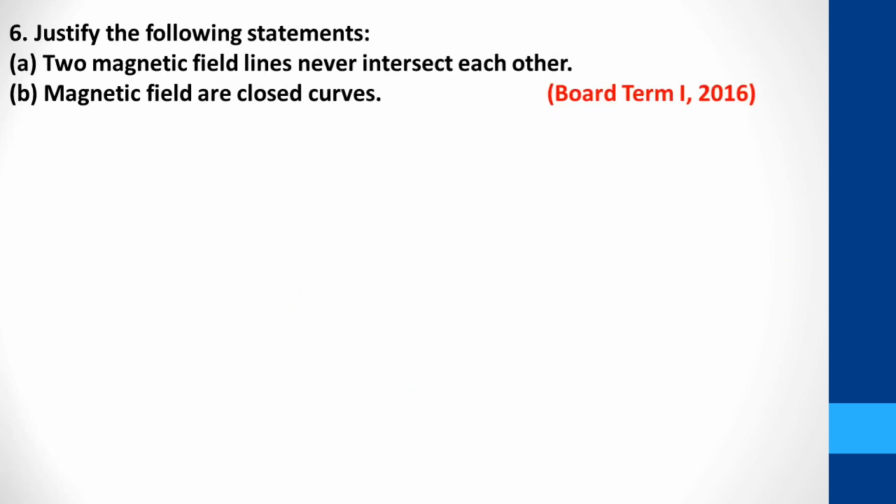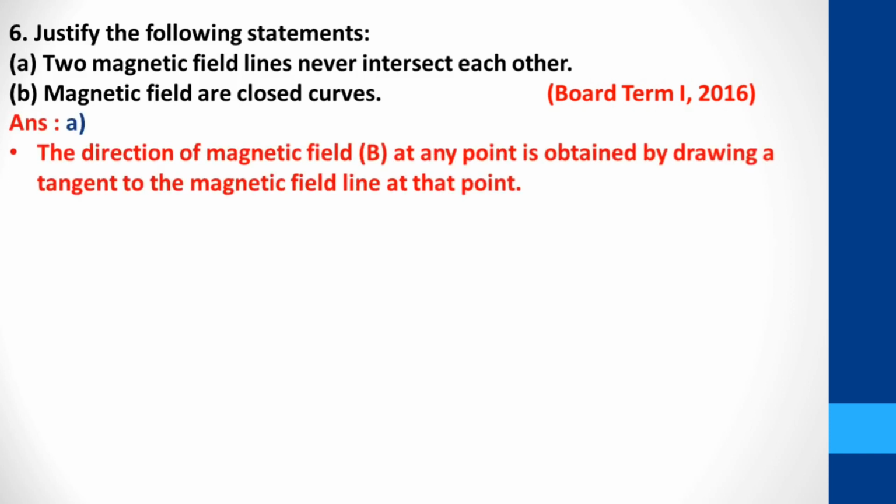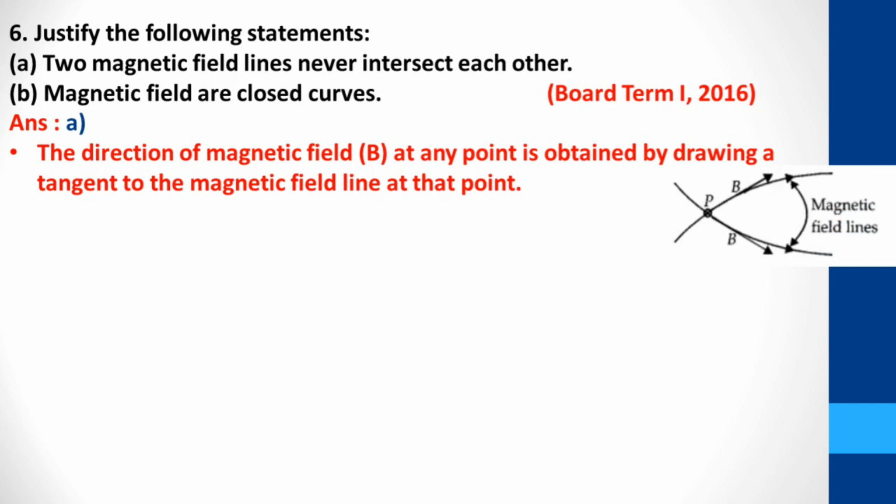Question number 6. Justify the following statements. Two magnetic field lines never intersect with each other, and magnetic field lines are closed curves. We know that magnetic field lines always have a single direction, and that direction is obtained by drawing a tangent to the magnetic field line at that point, and the direction of the tangent is always in a single direction.